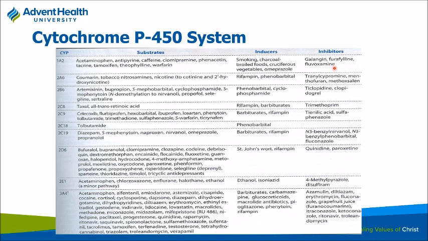So let me give you some examples here, right? In just looking at the numbers of substrates for these particular enzymes, which one do you think is probably the most important one to know?